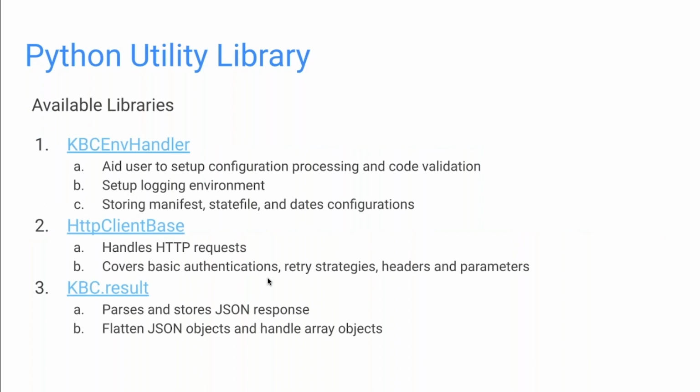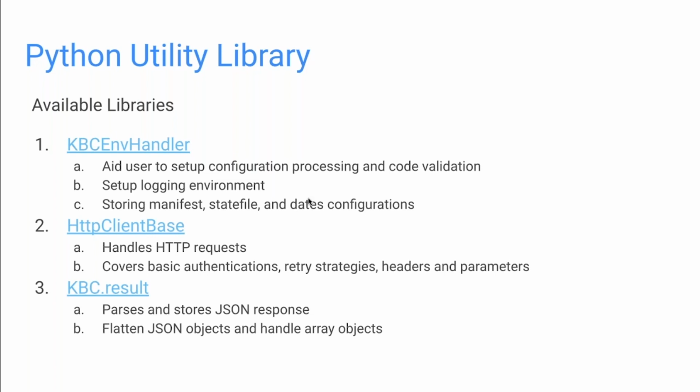Okay, in our utility library, there are 3 classes in here, or 3 libraries in here. First, we call it KBC Environment Handler. What it does is it aids users to set up configuration processing and code validations. It also has the ability to set up the logging environment. The third one is that it'll be able to help users to create manifest, store manifest, or create state file and a list of dates configurations.